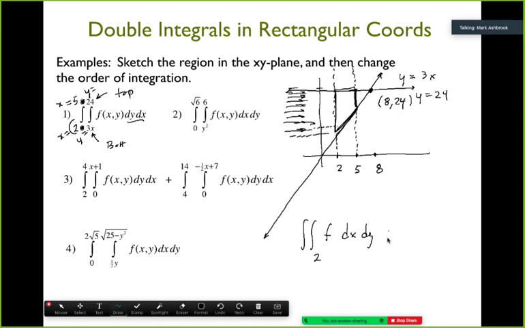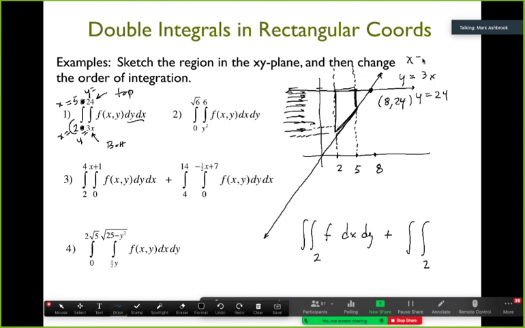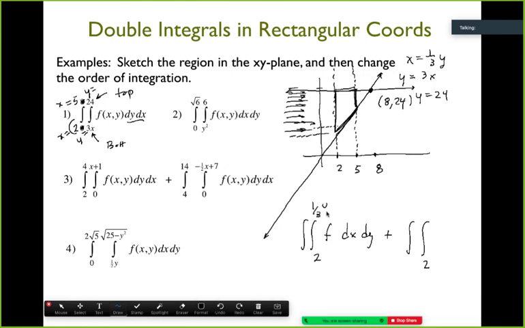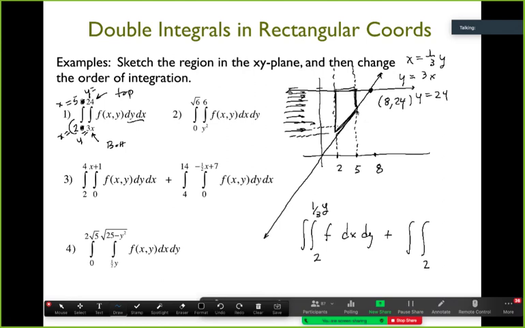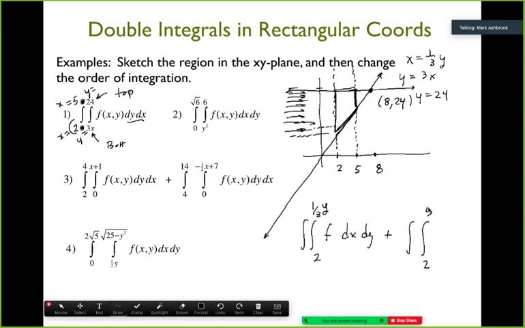Does everybody see that? So the left is always 2. The right sometimes is x equals, so this is going to be x equals 1/3 y. But then sometimes it's going to leave at x equals 5.